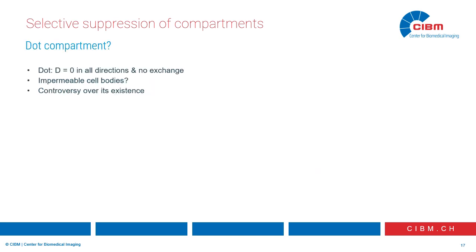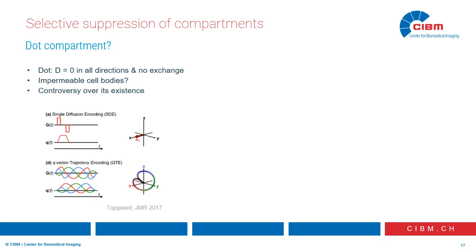The other thing we can look for is a dot compartment. So a dot compartment is a compartment with zero diffusivity in all directions and no exchange. So if we think about it, it could represent something like impermeable cell bodies, but there's always been controversy over its existence and whether it was not just an artifact of the Rician noise floor.